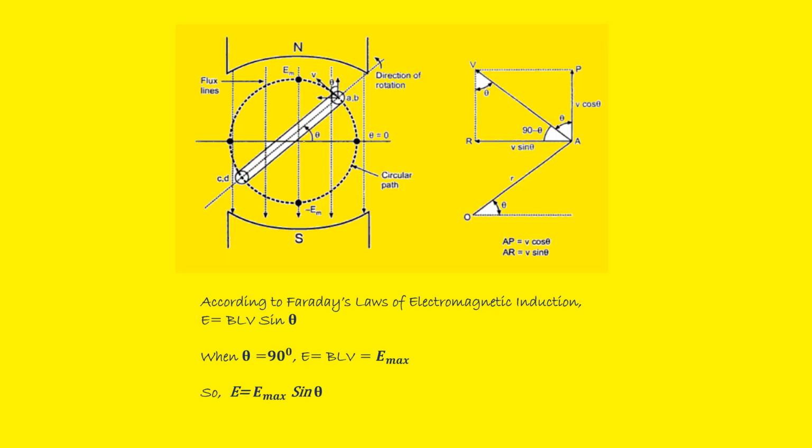Now let us consider a single turn two pole alternator. That can be observed in the first figure. Here is the coil ABCD. This coil is rotating with a constant velocity in the magnetic field. So where is the magnetic field? This is the magnetic field, with the north pole and south pole.